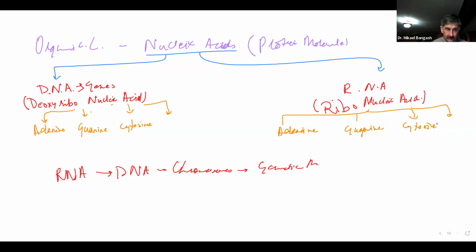The ones that are going to be distinct between RNA and DNA: in DNA, sorry, we have what we call thymine. And for RNA, what do you call it? Uracil.